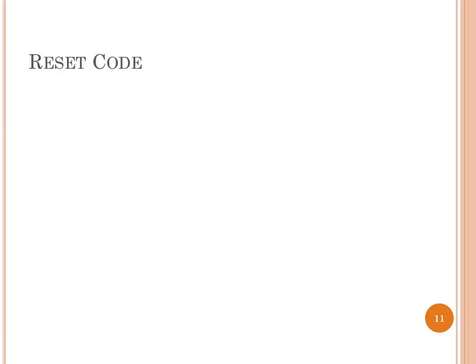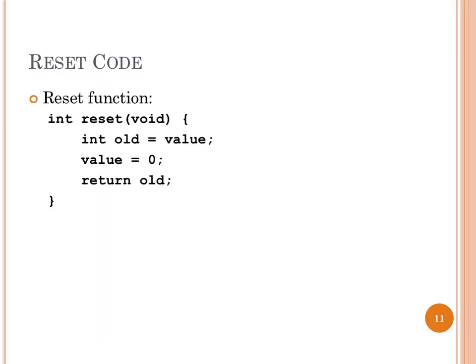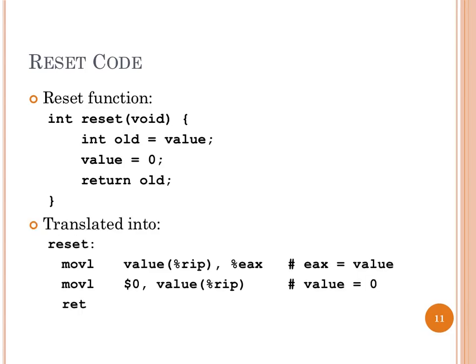So fun stuff. Here's the reset code. Notice we pull out the old thing. You can probably already guess where that would go, right? Well, it'll go into RAX, or let's just say EAX. That seems more reasonable, so we'll do that. And then we just need to move 0 back into value, and we're done. Right? So reset is super simple.